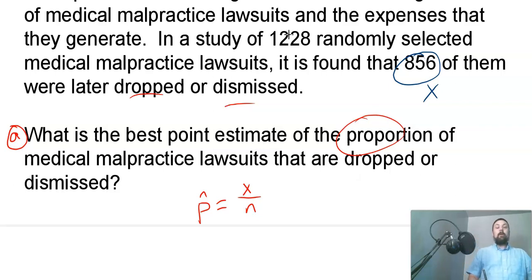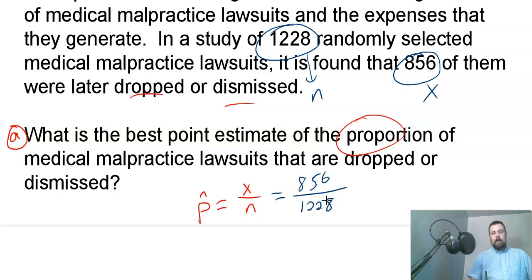Out of 1,228 randomly selected lawsuits, that's going to be our value for n. And so we're going to get this fraction. Let's try that again. We have 856 out of 1,228. And this might be the best way to leave the answer, as the sample proportion, which is our best single value estimate for the population proportion.